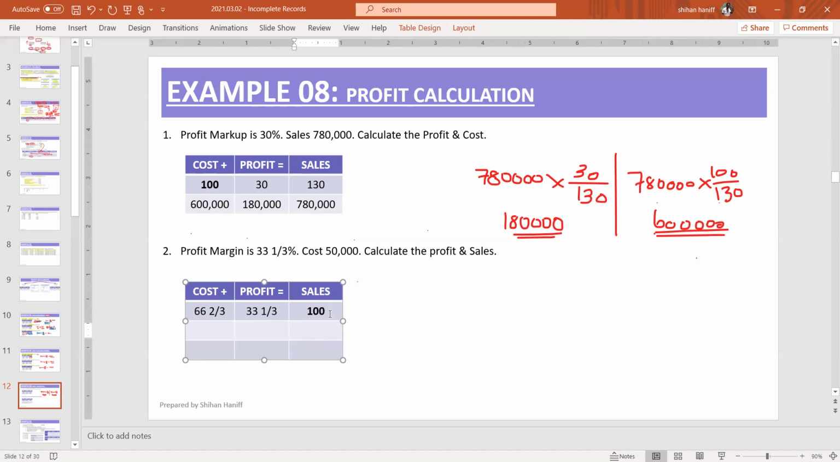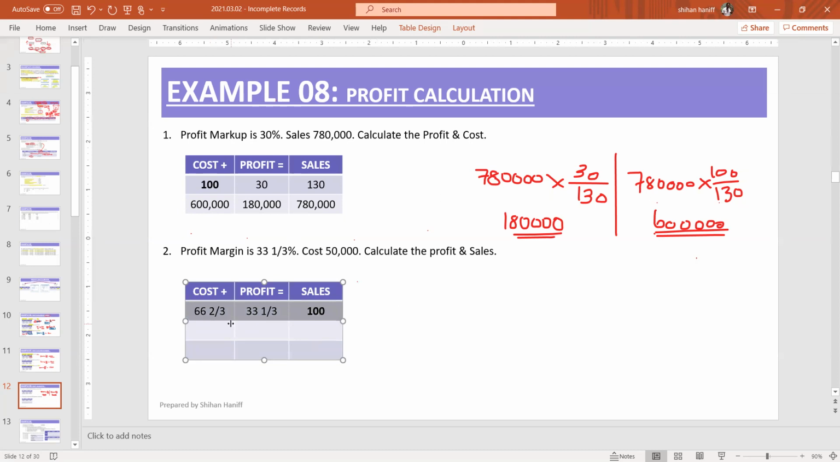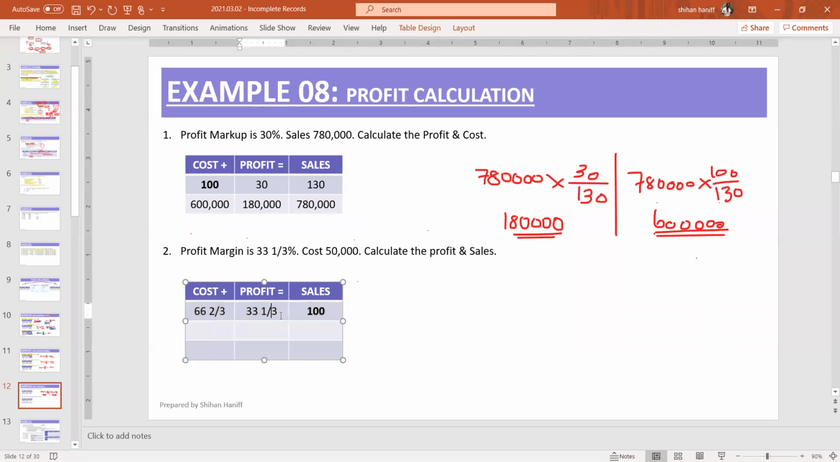Now, when you have fractions or decimal values, it's difficult to solve. Therefore, what I can do is divide all these values by the lowest number. So the lowest number is 33 1/3. For 33 1/3, there is 1. 66 2/3 means there are 2 of 33 1/3. And 100 means there are 3.